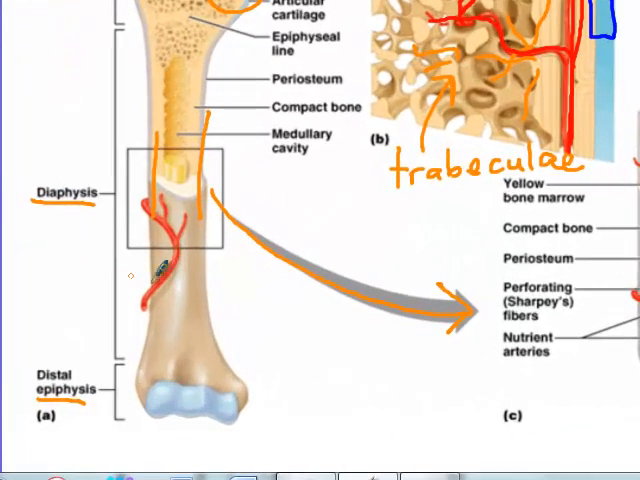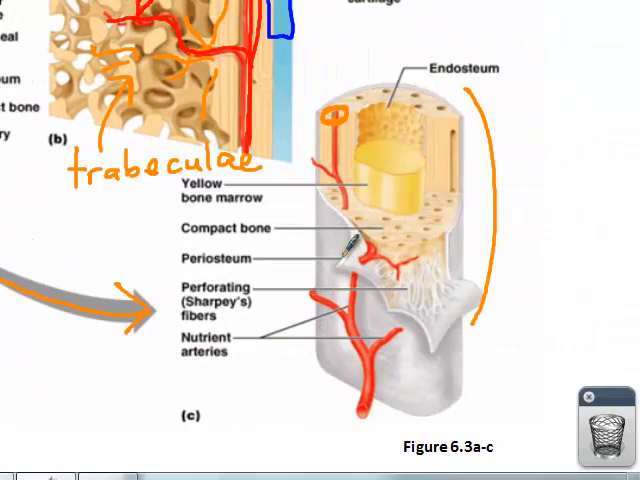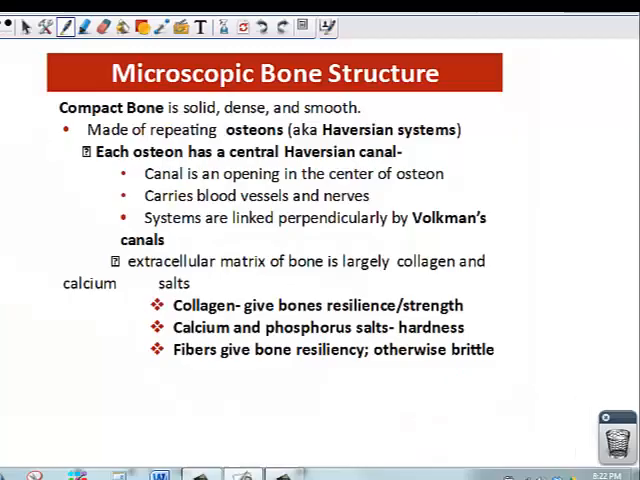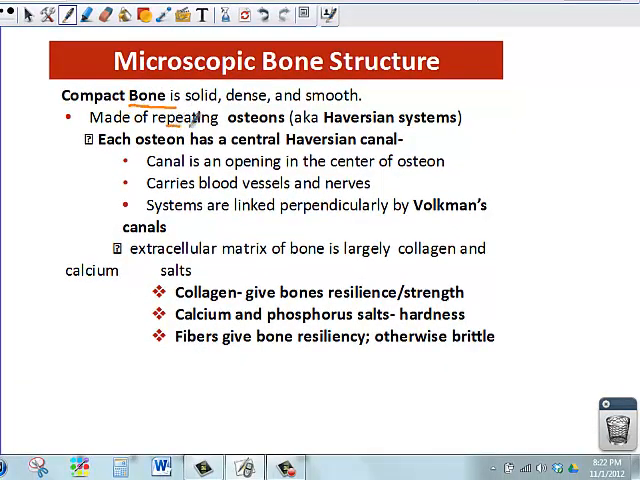Notice also the periosteum and another feature that we'll call the perforating or Sharpey's fibers. These are fibers made of collagen that pass through the periosteum and are attached to the outside of these osteons right here. Bone is made of repeating osteons, also known as Haversian systems. Each osteon itself has a central Haversian canal, an opening in the center of the osteon that carries blood vessels and nerves. These entire systems are linked perpendicularly by Volkmann's canals.